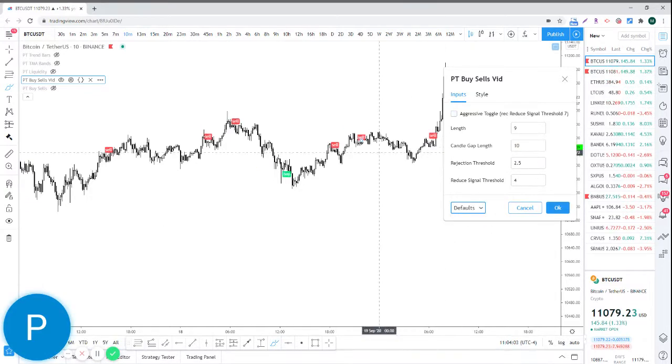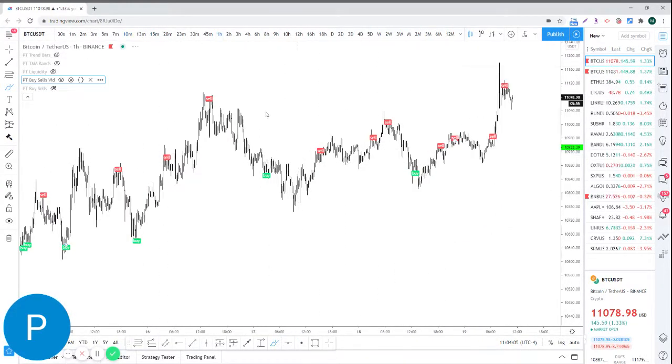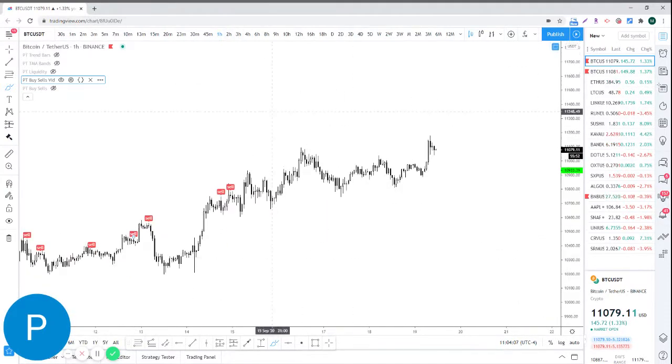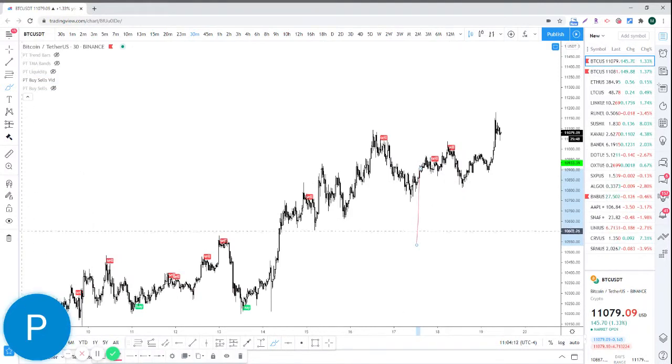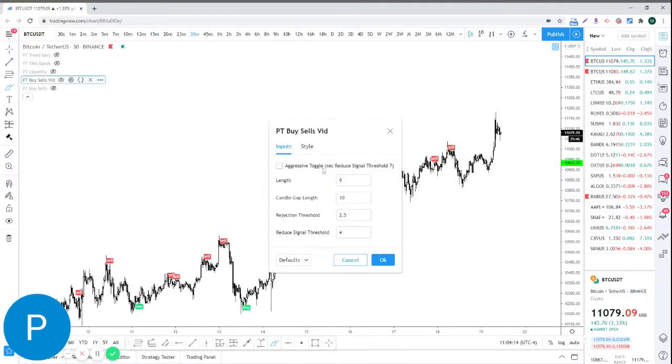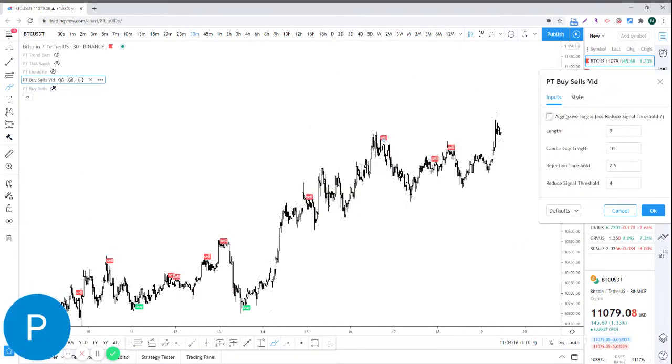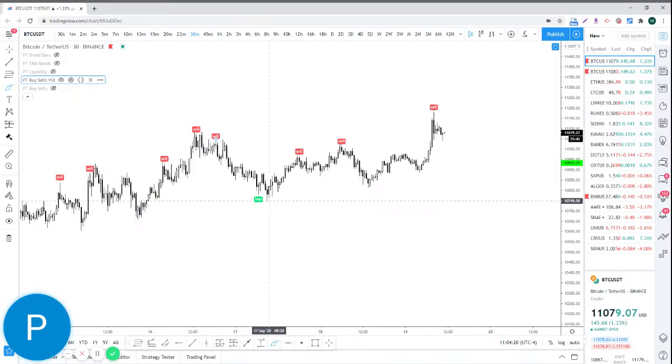So again, reset. This is your standard. Let's go to the 1 hour or 3 hour, whatever you want to call. Let's go to 30 minutes. You see it. This is your standard buys and sells. And then if you put my settings on, just put the aggressive toggle on, make this 7, press OK, and this is what I have. All right, so now you have my settings.